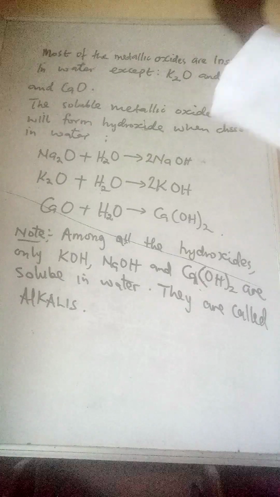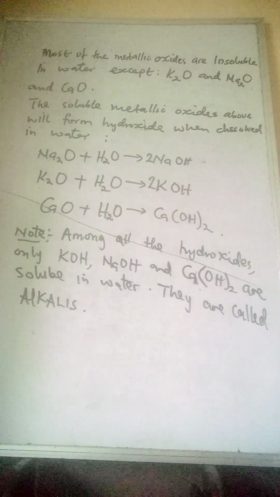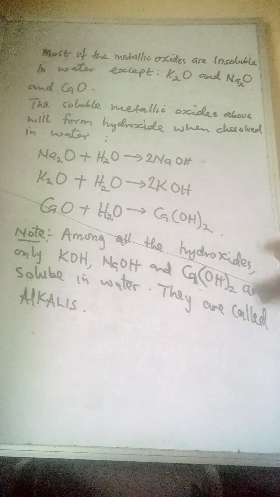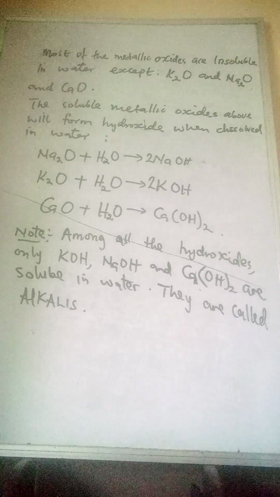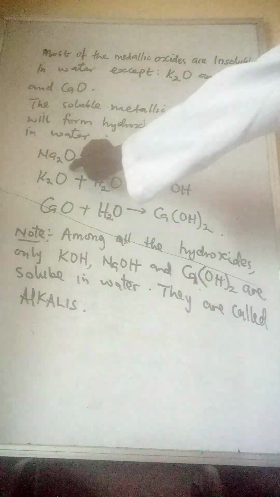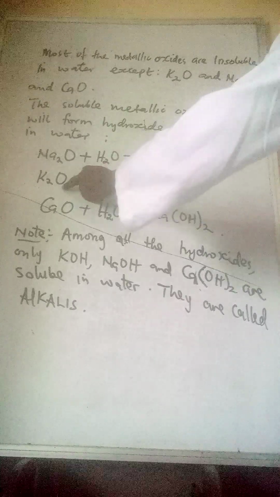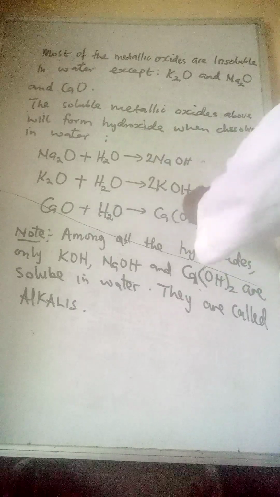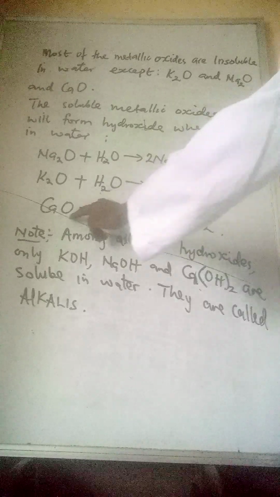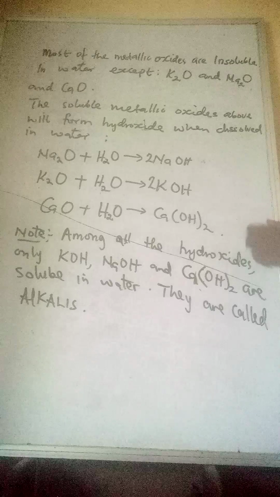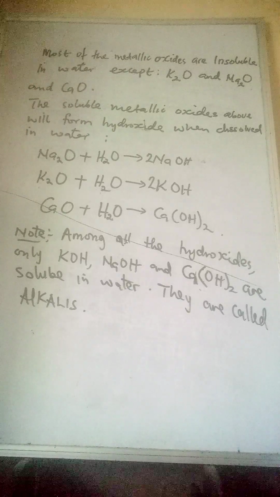Remember, hydroxide and oxide are categories of a base. So when sodium oxide dissolves in water, it forms sodium hydroxide. Potassium oxide dissolves in water to form potassium hydroxide. And calcium oxide dissolves in water to form calcium hydroxide.